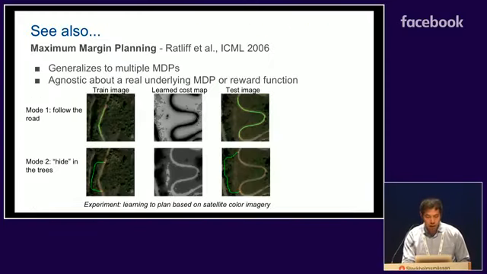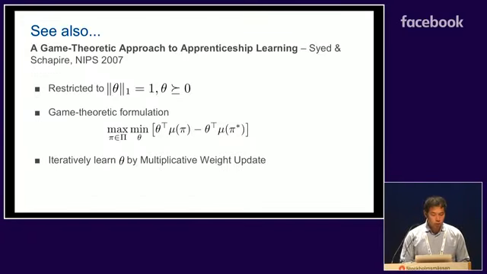Okay, so this max margin approach was also used in the paper Maximum Margin Planning by Ratliff et al. in 2006, where the authors actually attempt to generalize this setting to multiple MDPs. And I also previously touched on the game theoretic formulation from Syed and Schapire, and the overall scheme is actually similar, except that the reward parameters are updated using multiplicative weight update algorithms, instead of solving a quadratic program as we saw earlier.